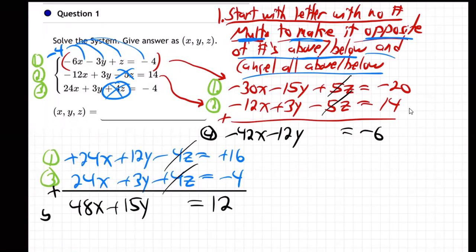Call this equation 5. Now I'm going to use equations 4 and 5, which both just have 2 letters. And now I can solve it from here. Is this making sense so far?